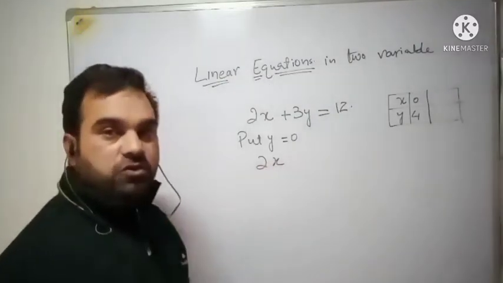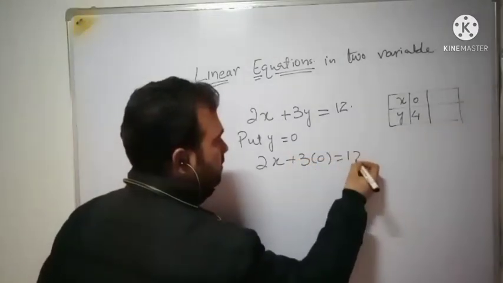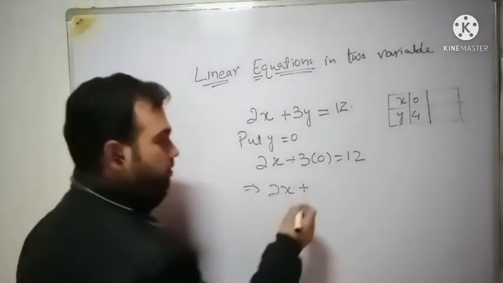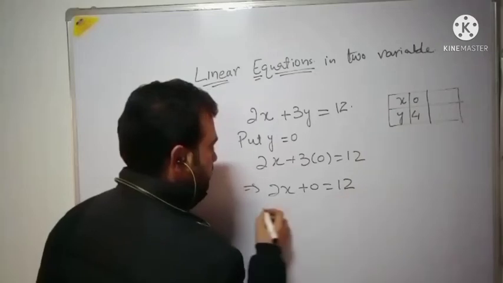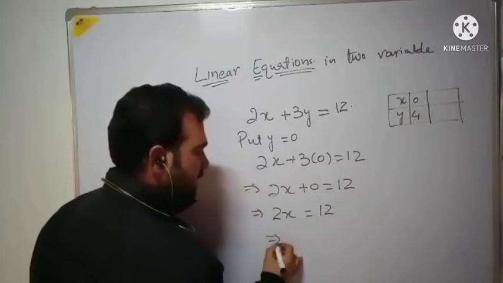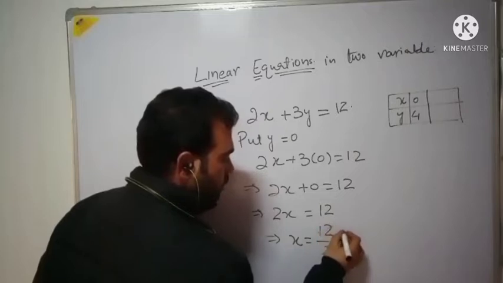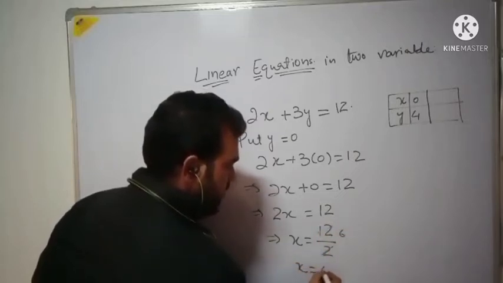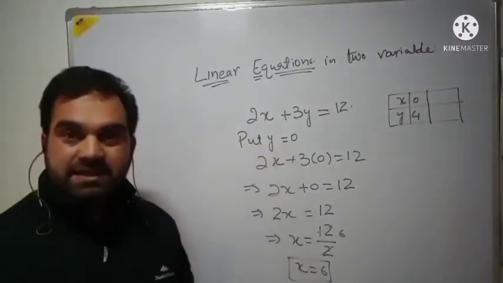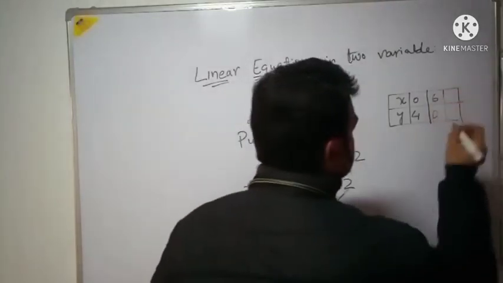Now let's put y = 0. We get 2x + 3 into 0 = 12. This implies 2x = 12. This further implies x = 12 by 2, that is x = 6. So for y = 0, we get x = 6.